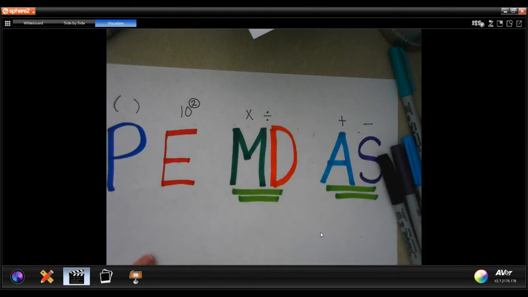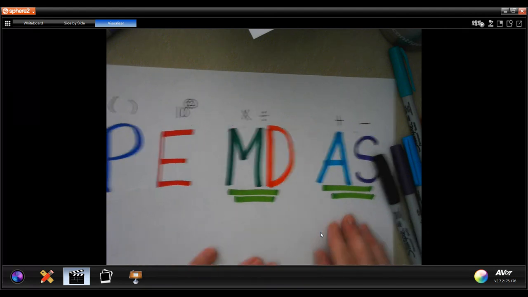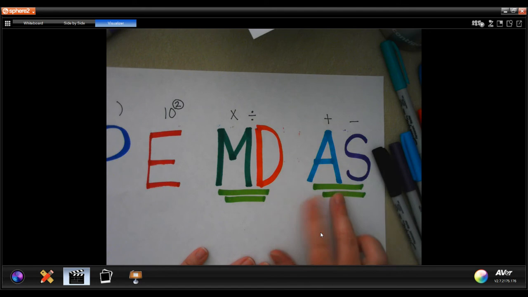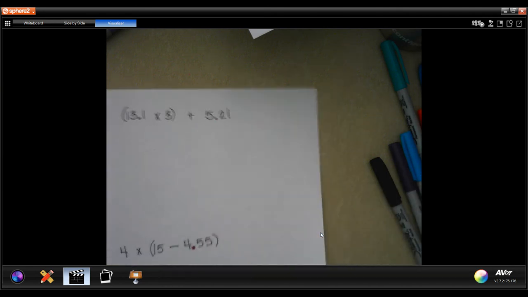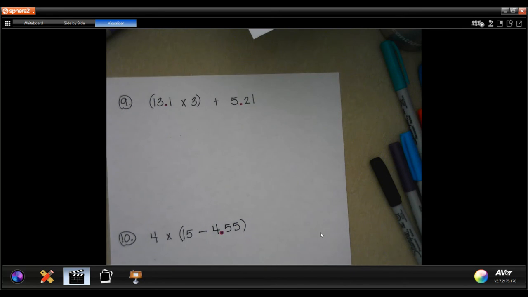So if it says 2 times 3 times 4, you would do 2 times 3 first because that comes first. Then we have addition and subtraction. It's whichever one comes first in the problem. 4 minus 3 minus 2, you would do 4 minus 3 first. So pause, write that down, do whatever you need to do. We are going to go on to number 9, and we're going to use that PEMDAS now.